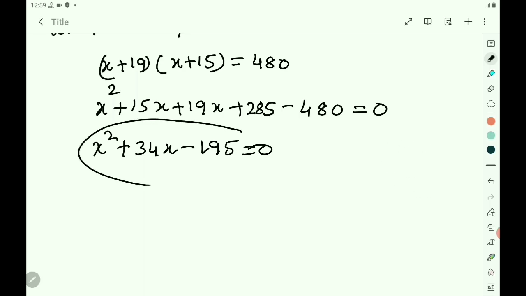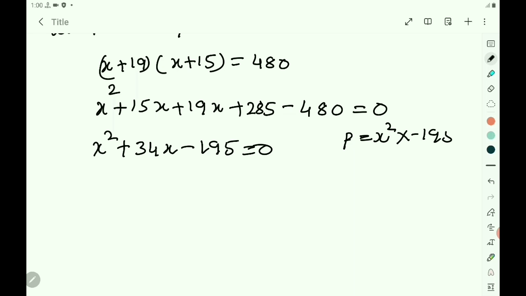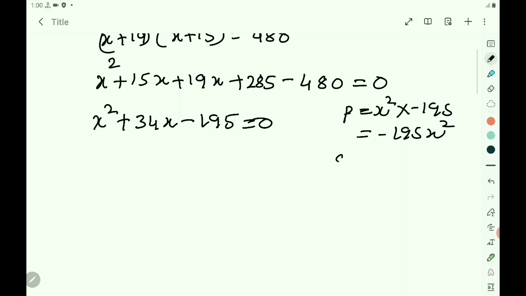Again here you got the quadratic equation. Split the LHS by taking sum and product. Product is equal to x square into minus 195, which equals minus 195 x square. And the sum is equal to the middle term 34x.